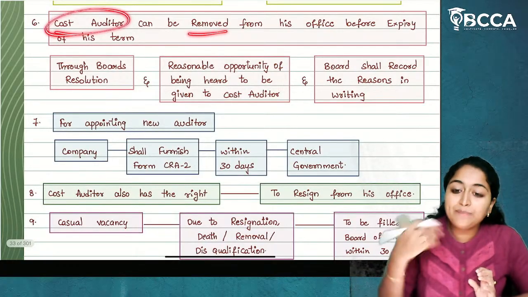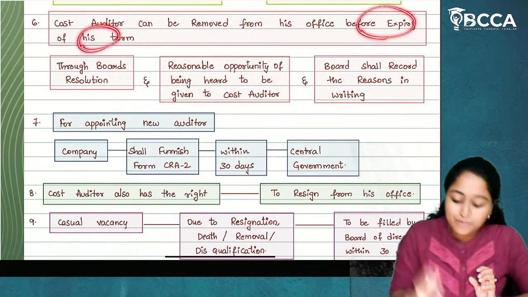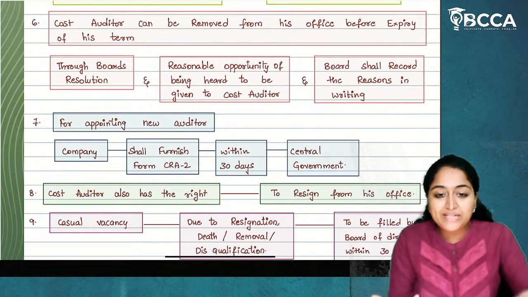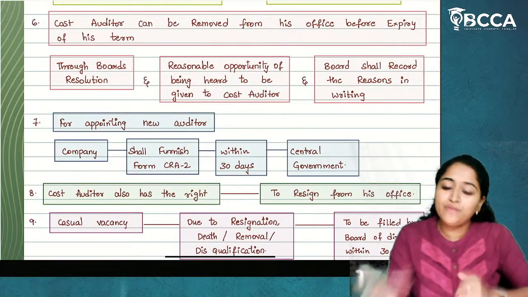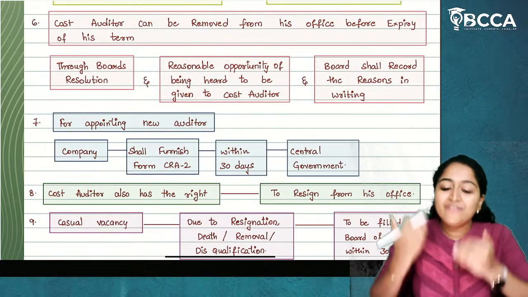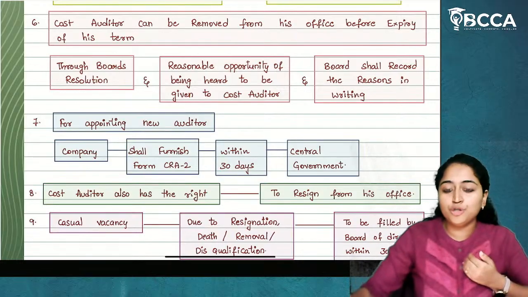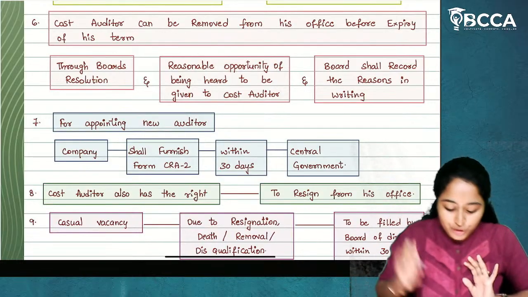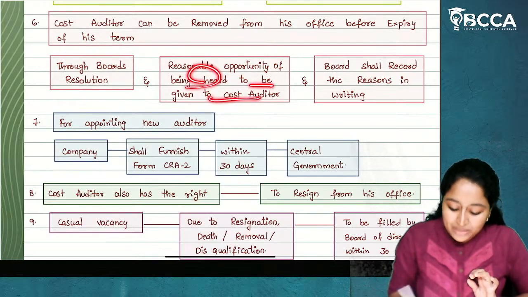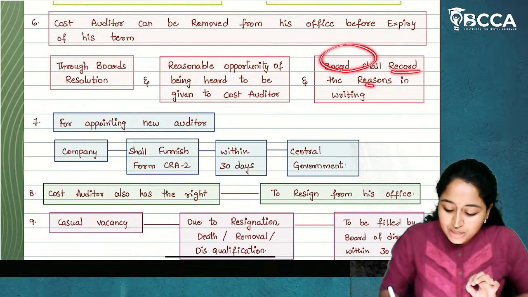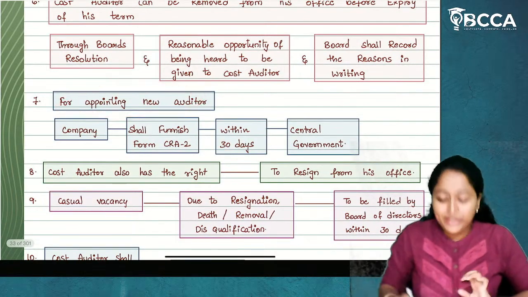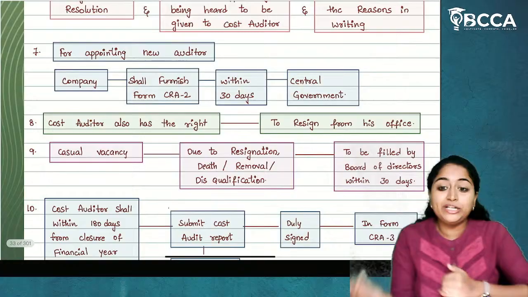Can a cost auditor be removed from his office before expiry of his term? Yes, he can be removed. Who is appointing him? Board of directors. Who can remove him? Board of directors. When appointing, a board's resolution is passed. When retirement or removal also, they have to give a board's resolution. Through the board's resolution, a reasonable opportunity of being heard is to be given to the cost auditor, and the board shall record the reasons in writing. After removal, they have to appoint a new auditor.